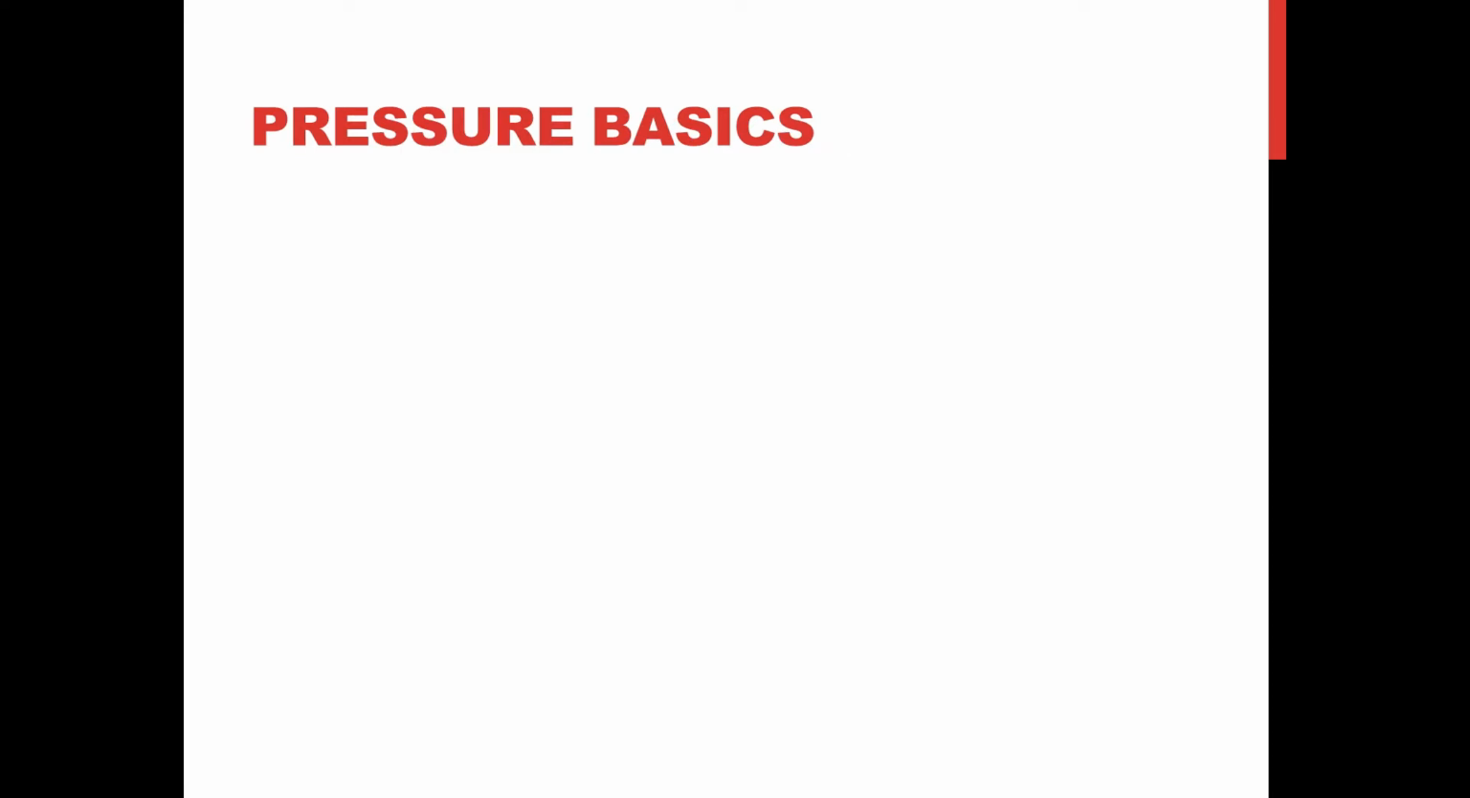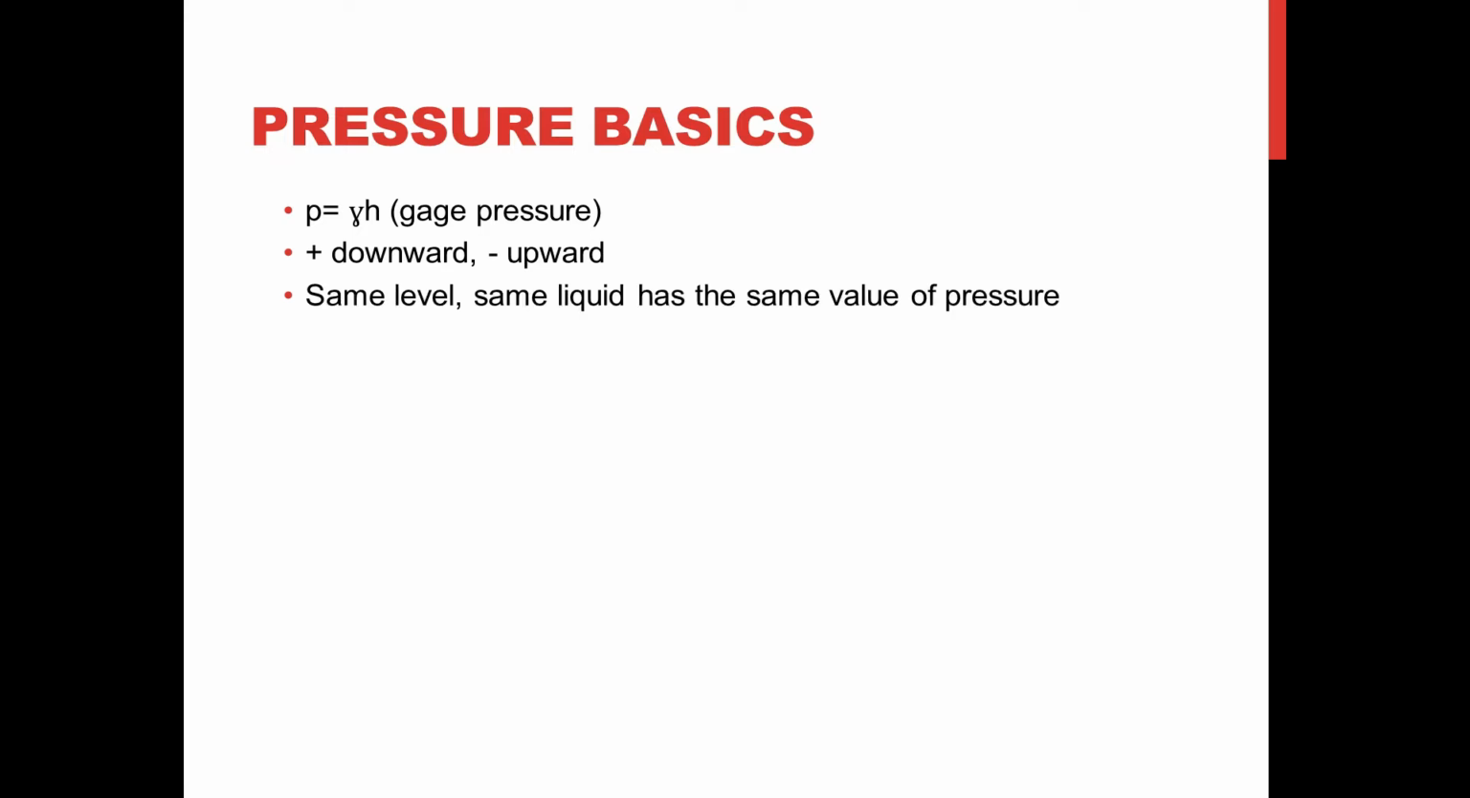So let us talk about the pressure basics before we are going to have examples. So we say that the pressure is just equal to the unit weight times the vertical height h. So this is a gauge pressure, wherein gamma h going downwards will be denoted by a positive sign, and then going upward we have a negative sign. We apply the principle: same level, same liquid has the same value of pressure.